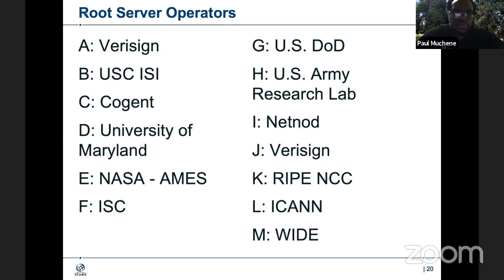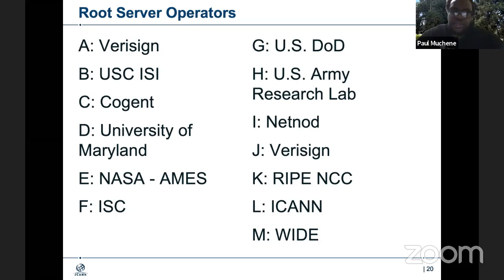Then there's the University of Maryland. NASA still maintains a label. The Internet System Consortium, which has maintained a label since 91. The United States Department of Defense and the US Army Research Labs, which have maintained it since the days the internet was part of military research under ARPANET.